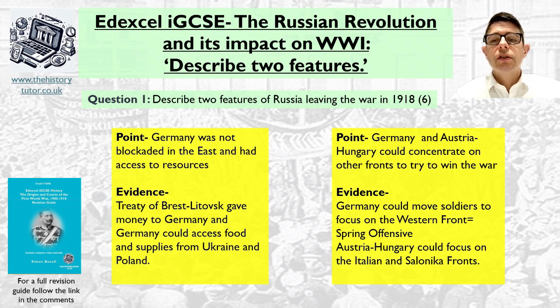Secondly, Germany and Austria-Hungary could concentrate on other fronts to try and win the war. So Germany could move soldiers to focus on the Western Front and lead to things like the Spring Offensive to try and win the war. And they were trying to do this before America arrived. And Austria-Hungary could focus on the Italian and Serbian fronts to try and win there.